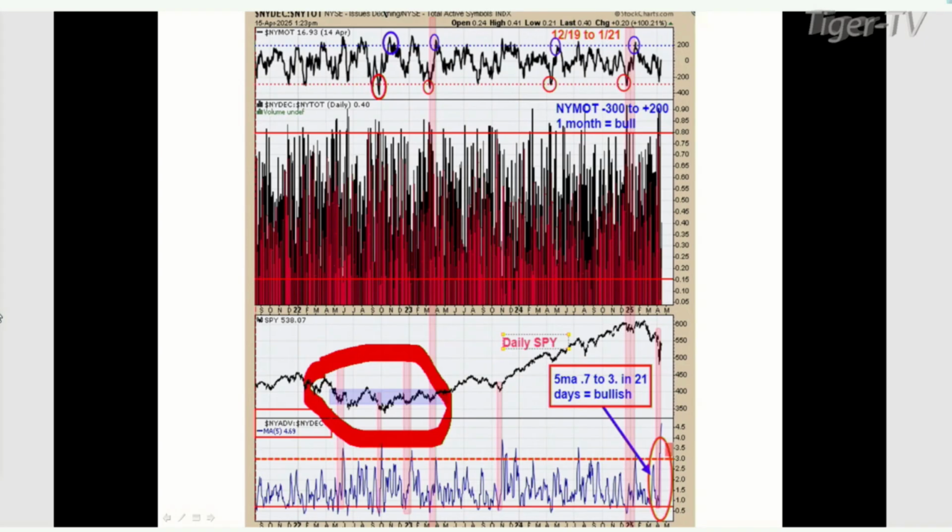It went from 0.7 all the way up to, we're still at 4.69 right now. Anything above 3 is bullish. I'll hold.